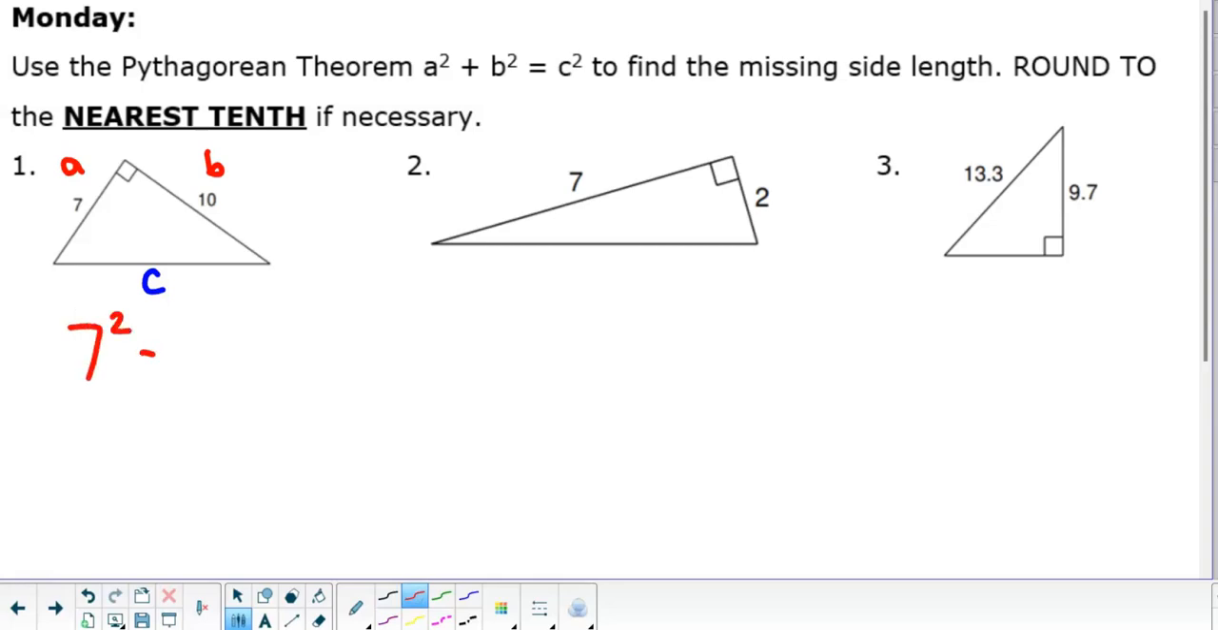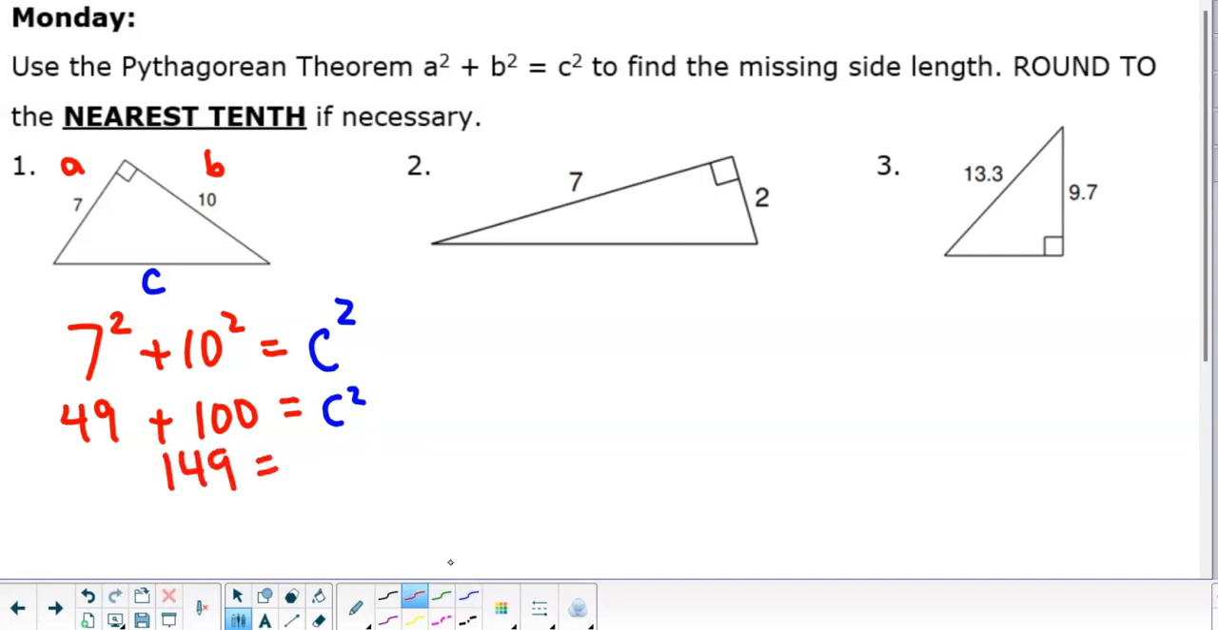7 is in the A position, 10 is in the B position, and the C is our unknown side. Notice each value gets a square. Use your calculator to compute if you don't know what 7 times 7 or 10 times 10 are. Once we've added these values together, it's time to isolate the letter C squared. The inverse of an exponent is a root. Since the exponent is a square, then we will use the square root symbol.